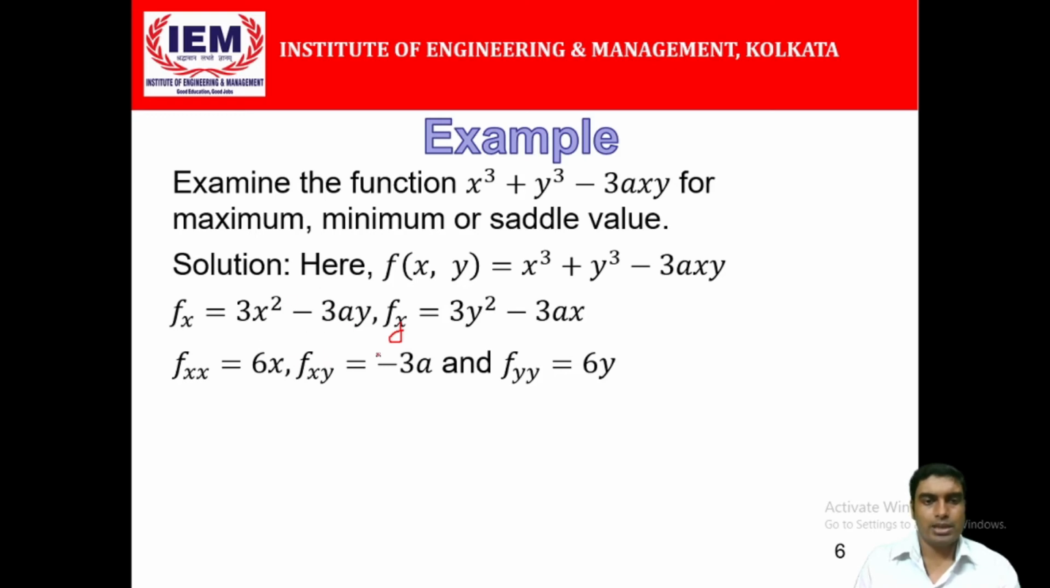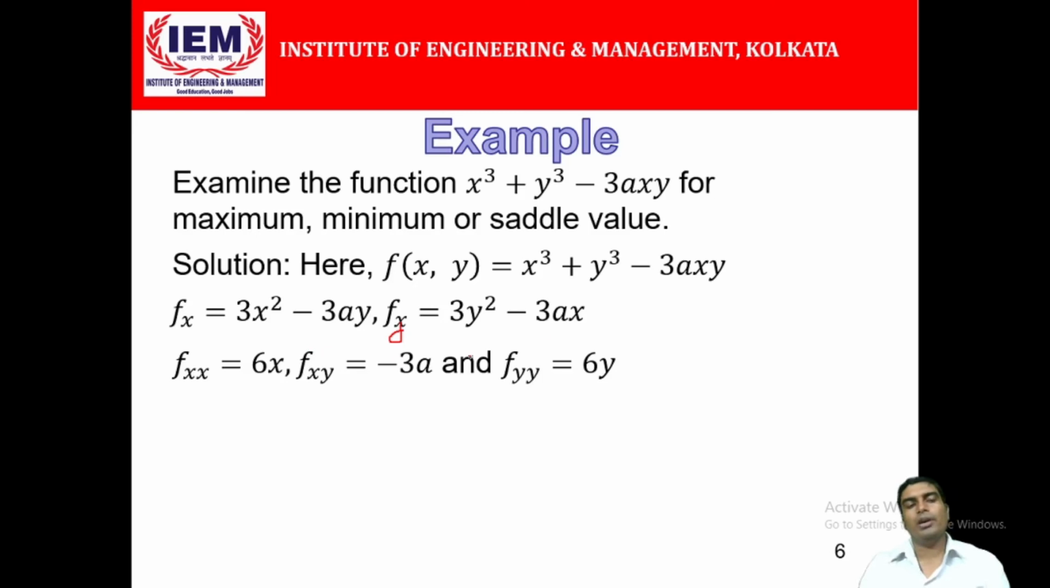This term will vanish, it will be 0. And here, if we differentiate with respect to x, then it will be negative of 3a, right? Because with respect to x it will be 0, and here minus 3a will be there. And if we differentiate with respect to y, from this part we can get 6y. Okay. Now first we have to find all the stationary points.